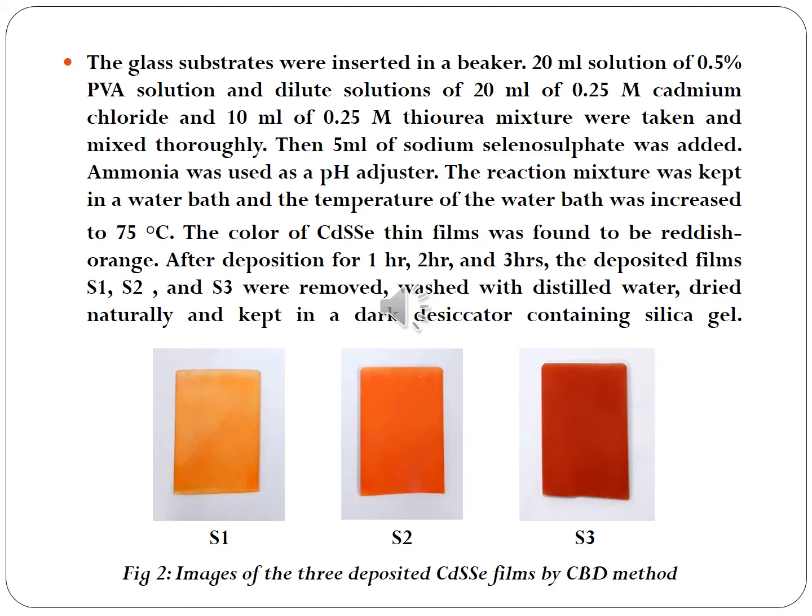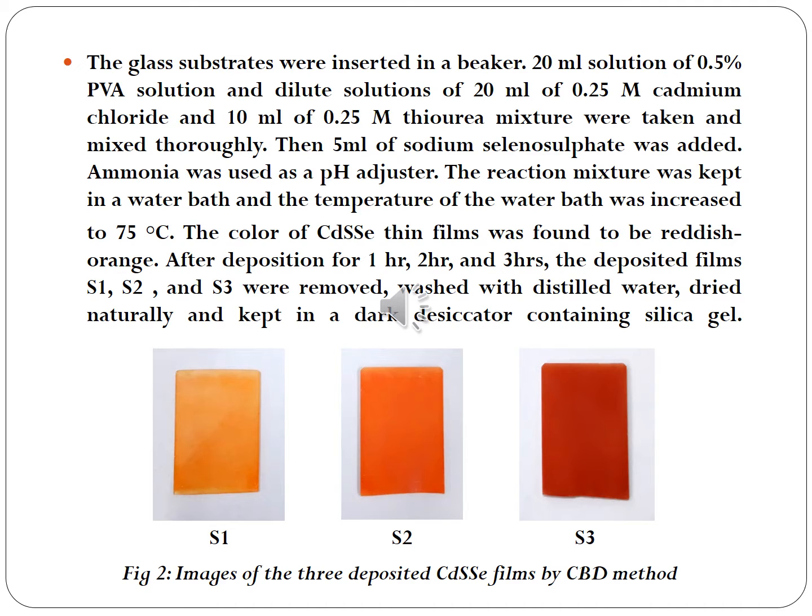Ammonia was used as a pH adjuster and the pH of the solution was maintained at around 10. The reaction mixture was kept in a water bath and the temperature of the water bath was increased to 75 degrees Celsius. After the deposition of the films, the color of the films were found to be reddish orange.